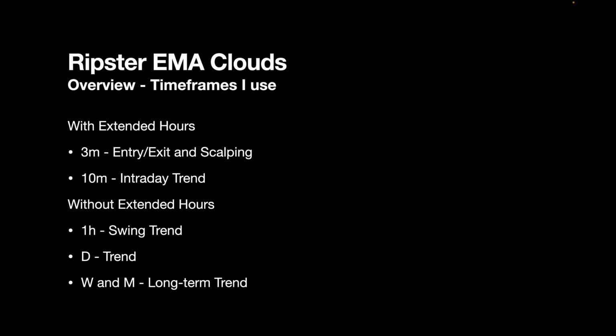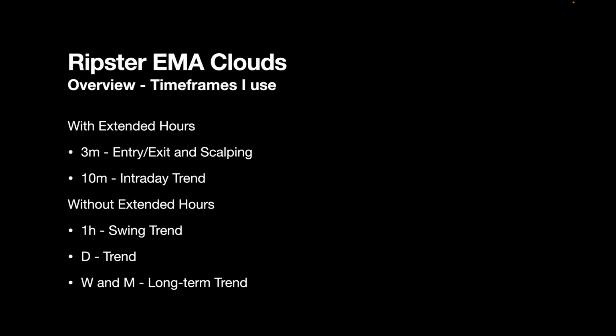With extended hours, there's typically the 3-minute and the 10-minute. The 10-minute is really the one that I live on most of the day. The 10-minute, and I would say the hour, but that 10-minute is really the intraday trend. So if you're day trading, that's the one that you want to be on. And then, of course, you can go down to the 3-minute for entry exits, and then scalping.